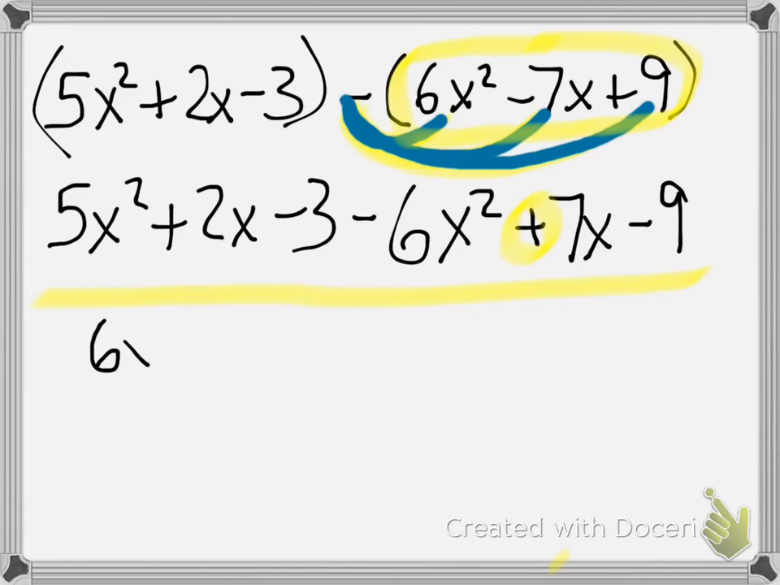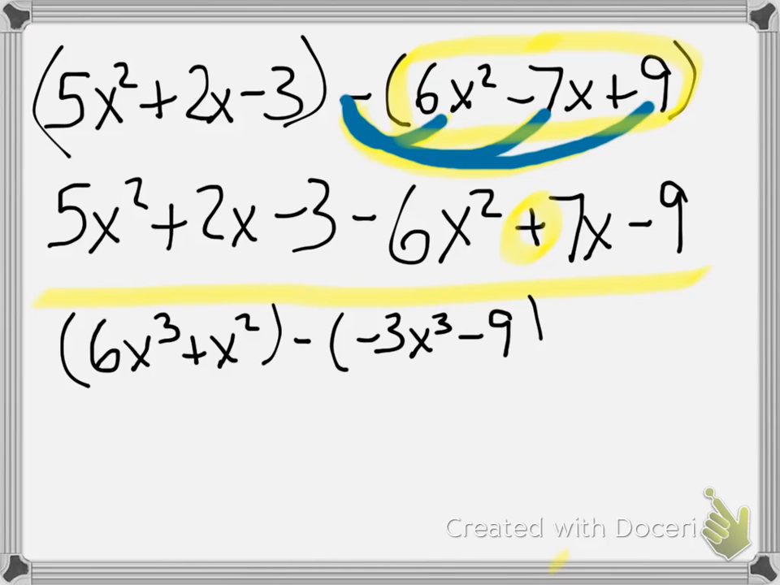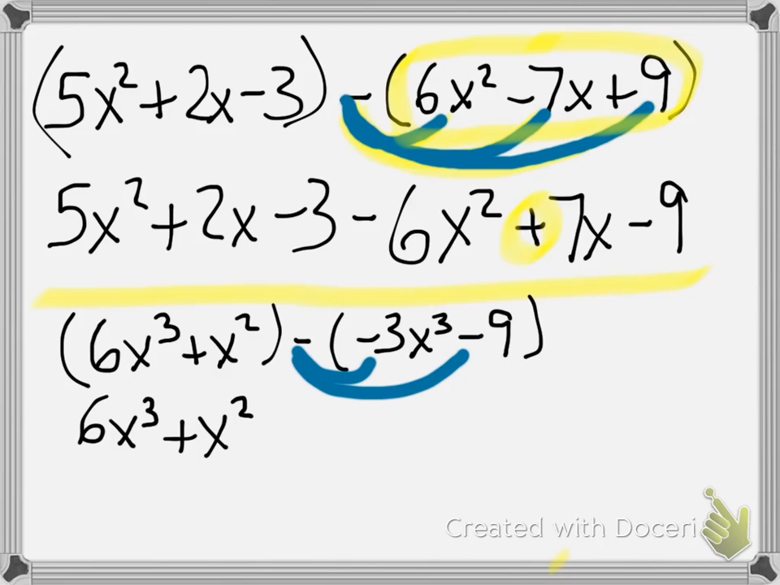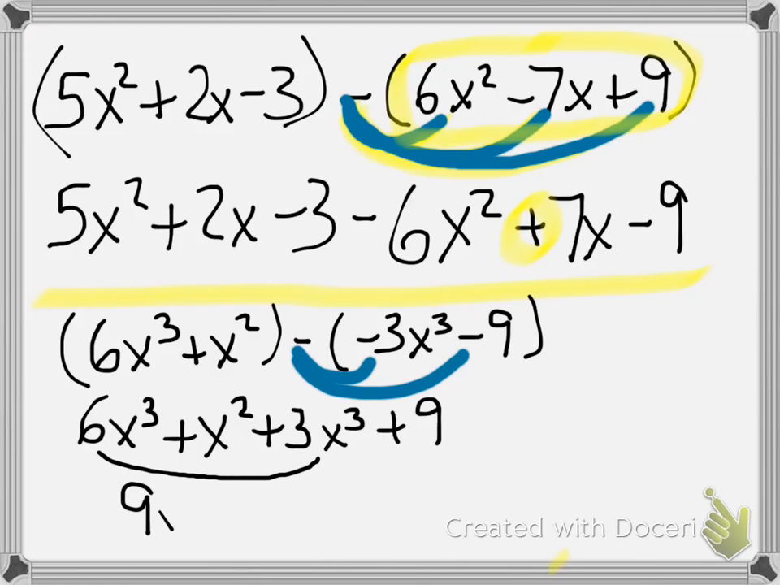Let's see. 6x cubed plus x squared minus negative 3x cubed minus 9. So again, I'm going to write the binomial that they started with. And then again, my negative is distributing through. So taking away a negative 3 is adding 3x cubed, and taking away a negative 9 is adding 9. And then I can combine my 6x cubed and my 3x cubed. Makes 9x cubed. And I don't have anything to combine my x squared to, or my 9.